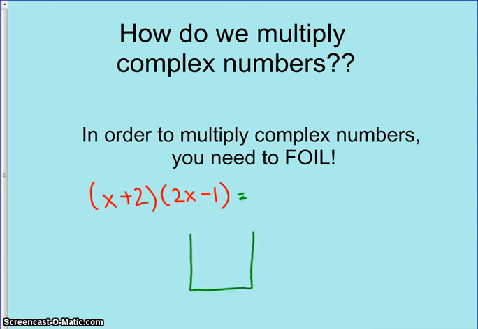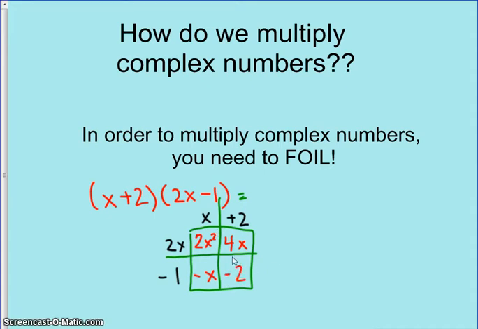However, there is another way to do this, and I call this the box method. This helps me organize my thoughts. So I'm going to put x plus 2 on the top, and then 2x minus 1 on the side. What this helps me do is remember there are 4 multiplications that need to happen. So 2x times x will be 2x squared. 2x times 2 is 4x, x times -1 is -1x, and -1 times 2 is -2.